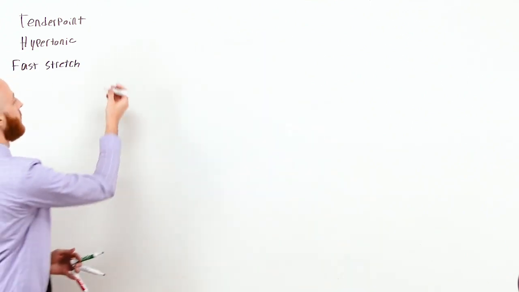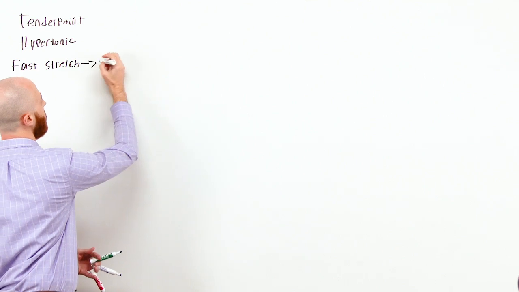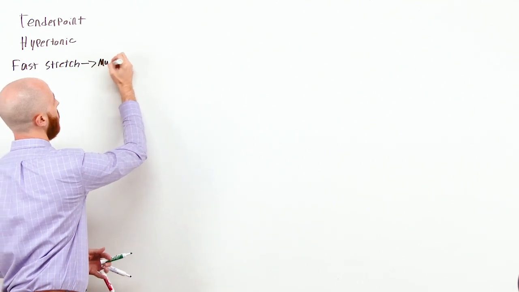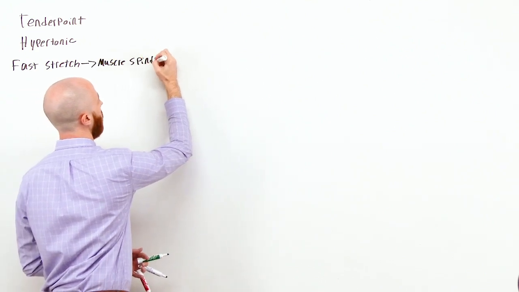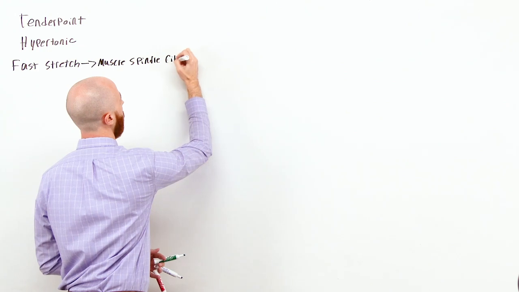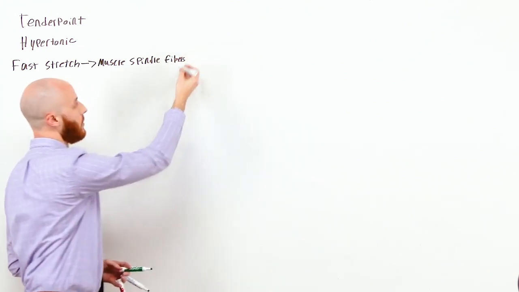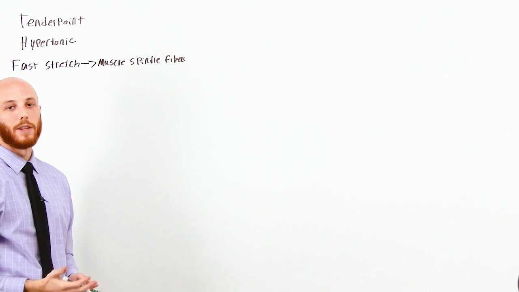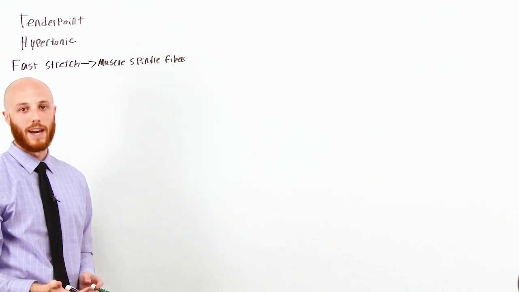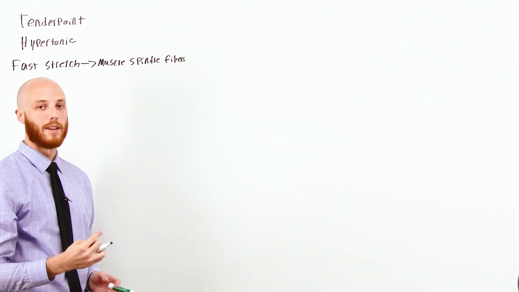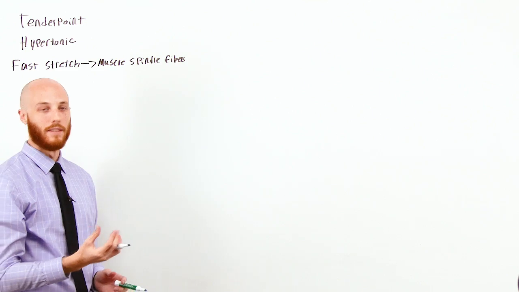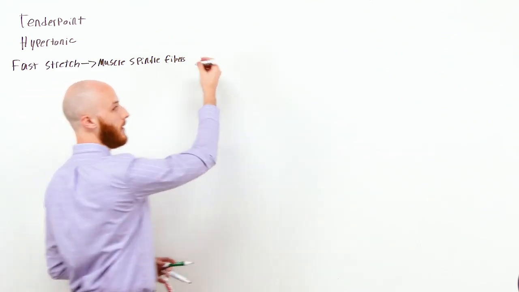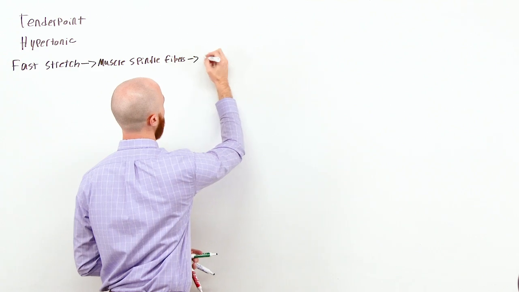This is going to send a signal to your muscle spindle fibers. They're stretching too fast. They're going to get injured if they keep stretching this fast. So there's a reflex arc that says, slow down, contract the muscle. And when that happens, your muscle is then going to contract forcefully.